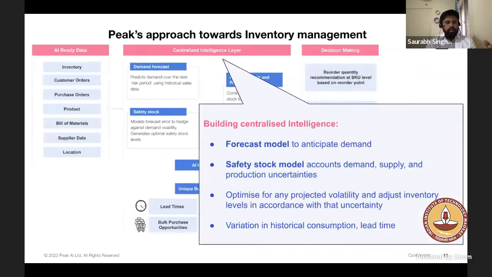Okay, so coming to the next part, which is the centralized intelligence layer. This also has some components. For example, we do the forecasting to anticipate the future demand. Then we do safety stock modeling, which accounts for demand side, supply side, and production side uncertainties, right? Only forecasting will not help here in this case, because as I mentioned in the previous slide, there can be different types of uncertainties which can occur.